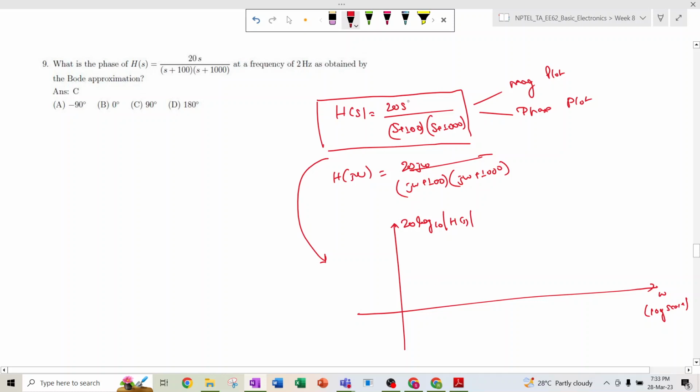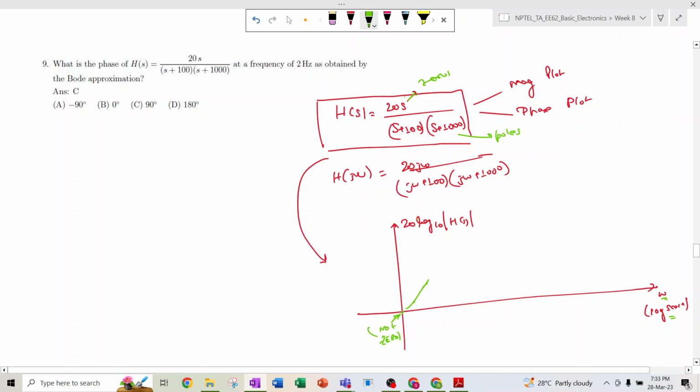So here it has a numerator and a denominator. If you solve the numerator you get the zeros, and if you solve the denominator you get the poles. Here the zero is at 0. Remember, omega is on a log scale, so it will never start from 0, because log of 0 is not defined. So it will be like this.